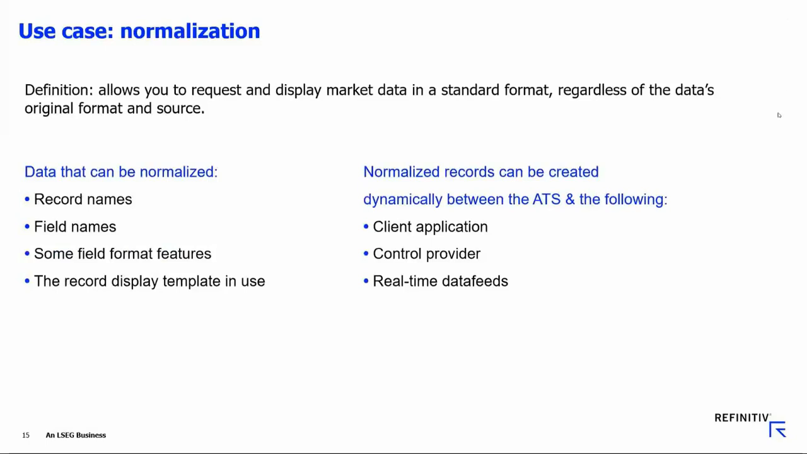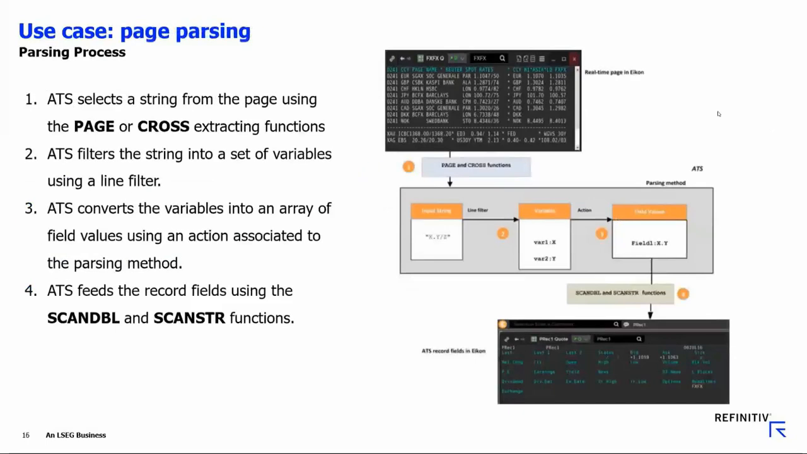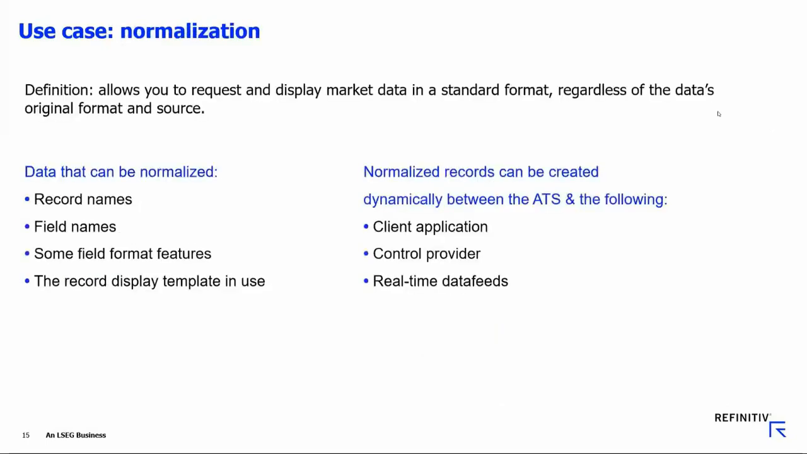The following list of data that can be normalized includes record names, field names, some field format features, for example, the number of places after the decimal point in prices, and the record display template in use. Create normalized records dynamically between the ATS and the following: client application, control provider, for example, a Refinitiv real-time database publishing server, DPS, and real-time data feeds, where a real-time data feed works as a control provider and a data provider. An example is DPS acting as a control provider to the ATS.